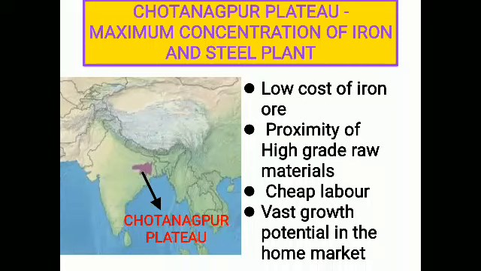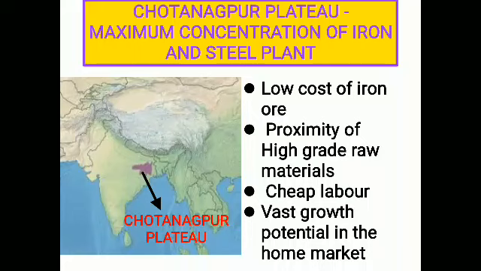What is the reason behind it? The reason is the availability of raw material, high grade raw material. We use magnetite and hematite ore, particularly hematite ore for production. High grade ore is available, and as the raw material is more available, its cost is very low. So there is low cost of iron ore because of high grade raw material available in close proximity.